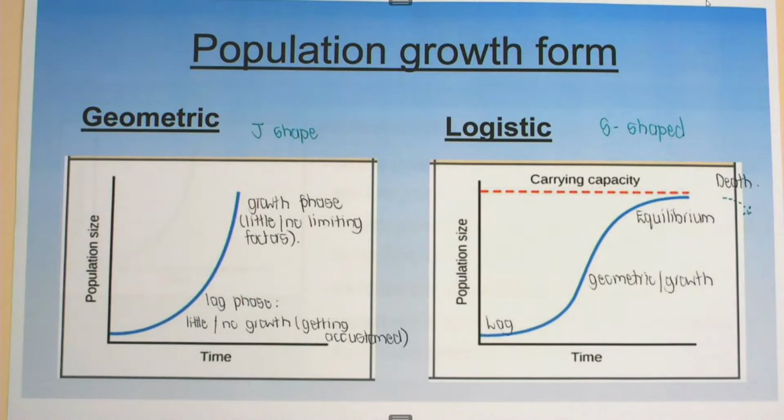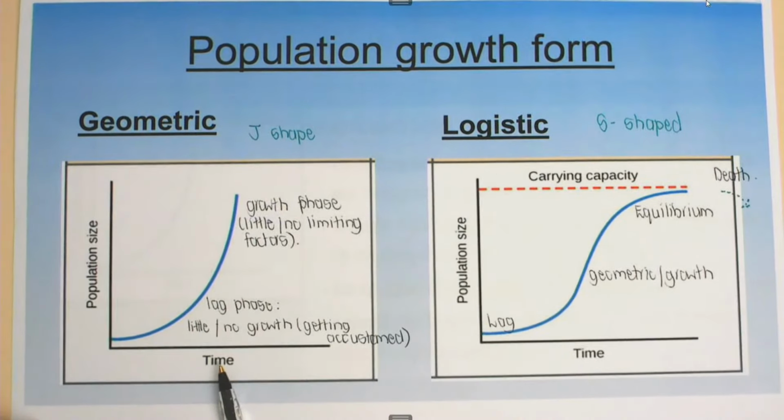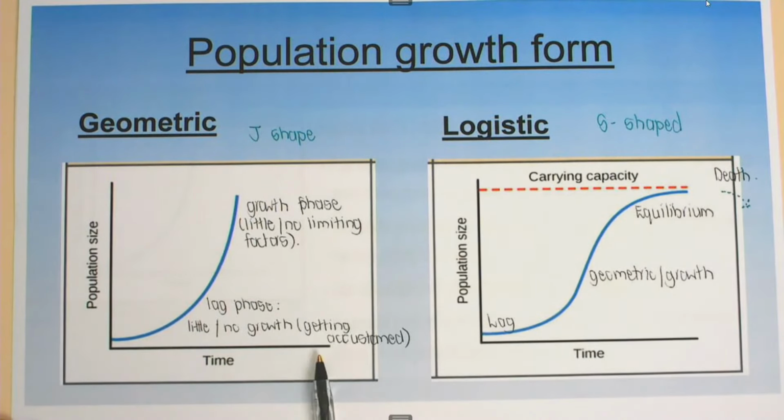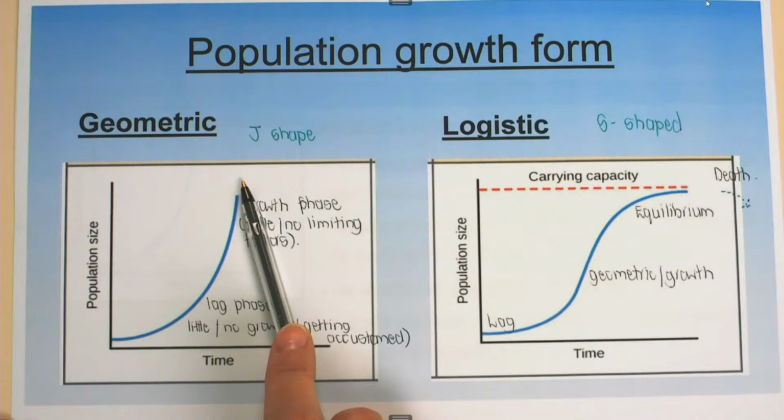Now there are two graphs that you must study for the test. The one is the geometric and the other one is the logistic. Now we normally just talk about the J-shape curve and the S-shape, referring to the shape of the curve. Here I summarized for you what you need to know. On the independent variable we have time. On the dependent variable, we have the population size. So you can see over time, the population increases.